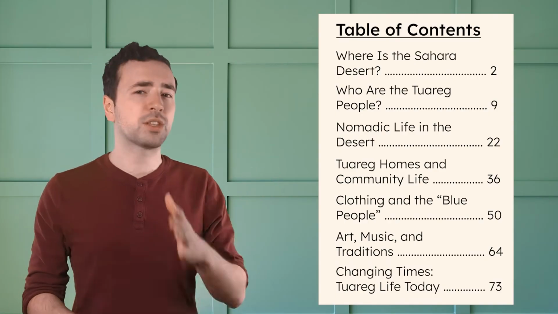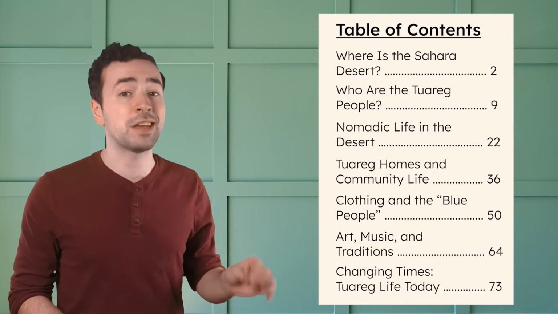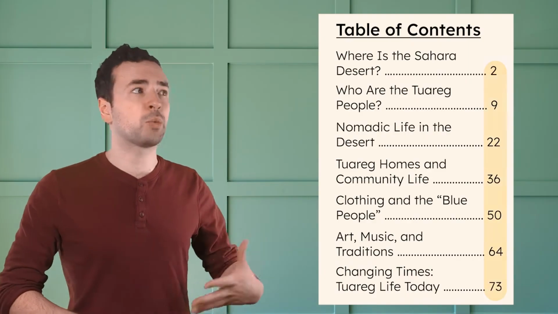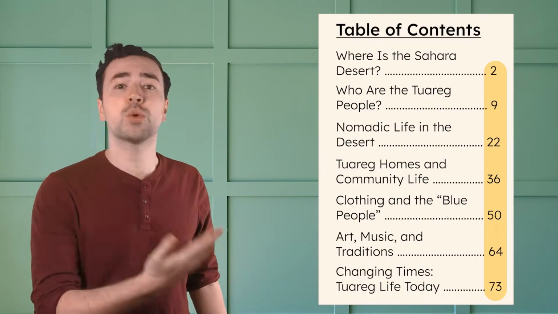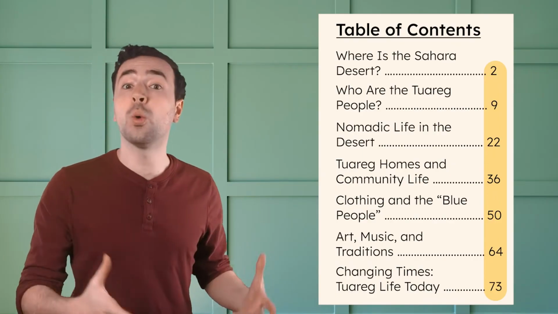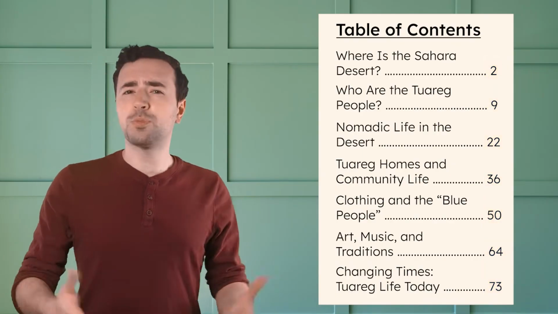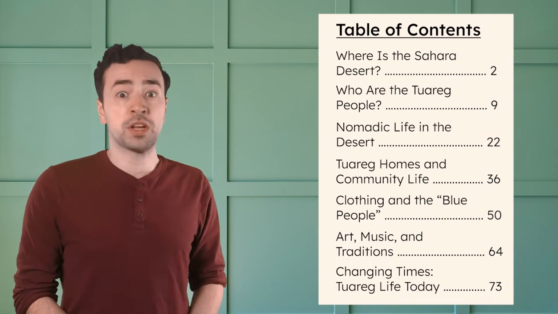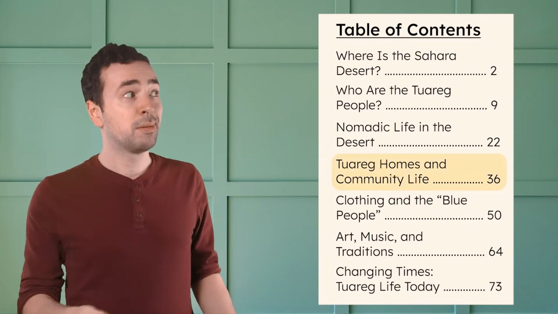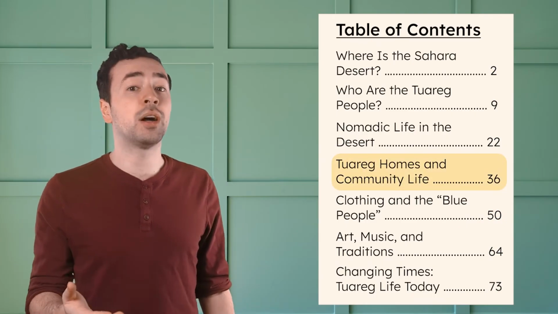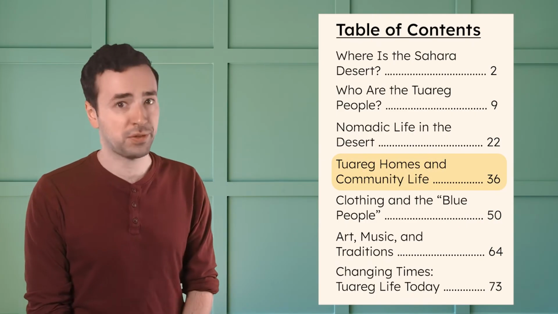The table of contents also helps us to find specific information. Each title is paired with a page number, so if there's something we want to learn right away, we can just go straight there instead of working through the whole text. So, which page would we turn to if we wanted to read about the type of houses the Tuareg people live in? Page 36, where the section on Tuareg homes and community life starts.